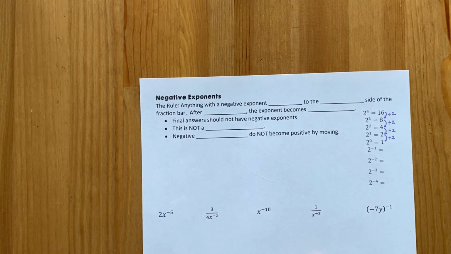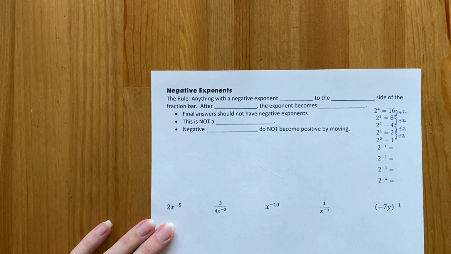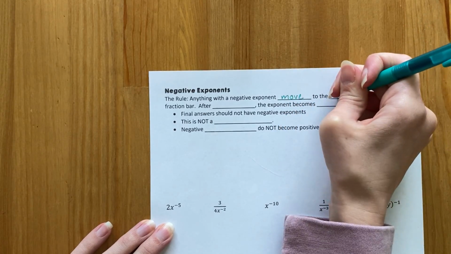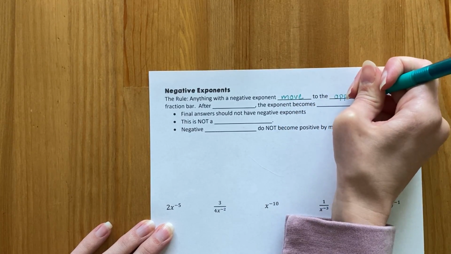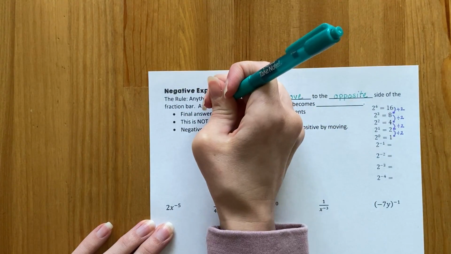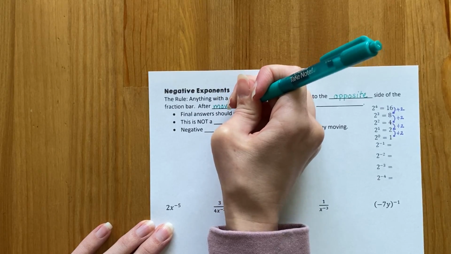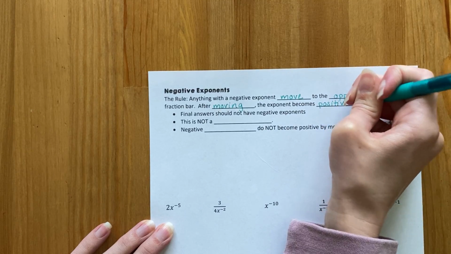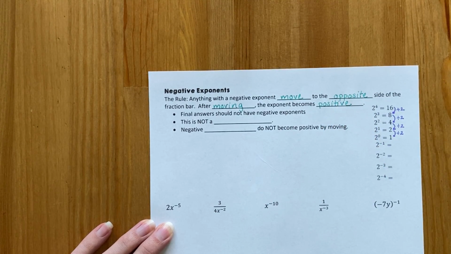Now, negative exponents are a little bit weirder. Anything with a negative exponent is going to move to the opposite side of the fraction bar. Now, after moving, that exponent is actually going to become positive. Your final answer is not allowed to have negative exponents. In the math world, they are not considered simplest form. It may seem kind of weird, but a fraction is considered more simple than something with a negative exponent.